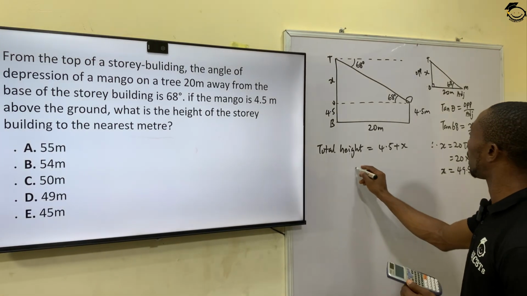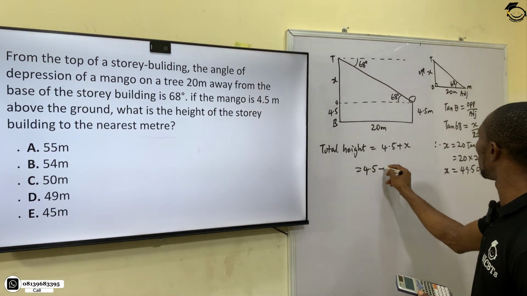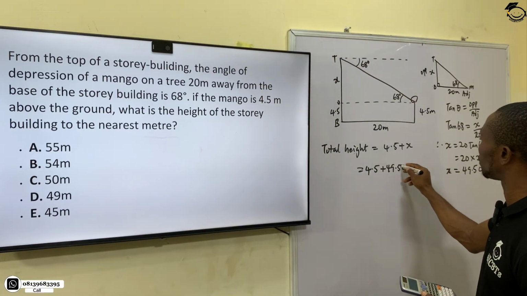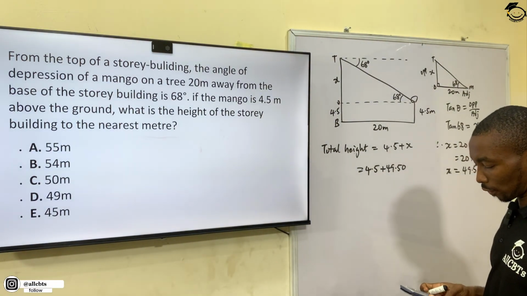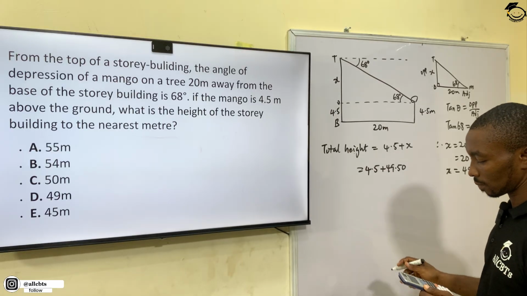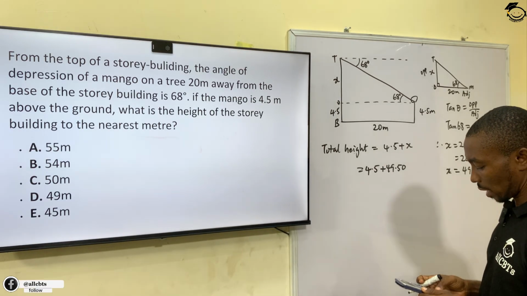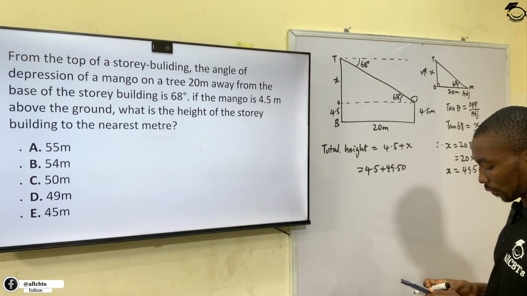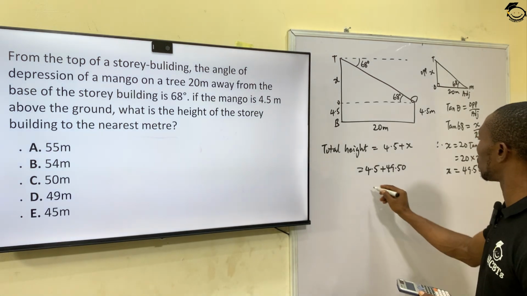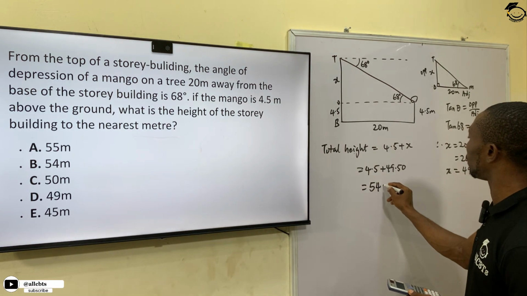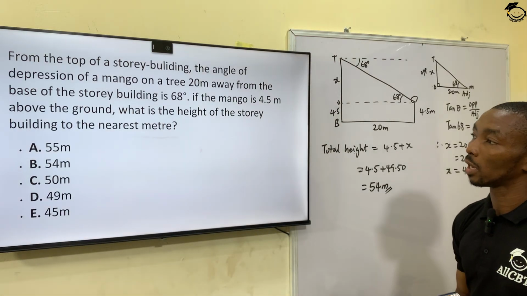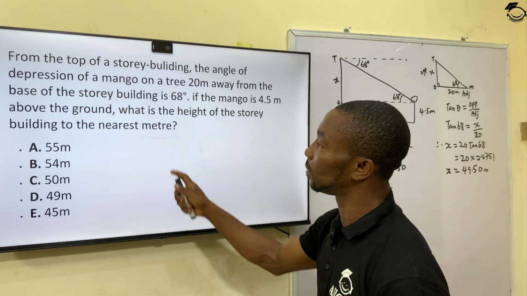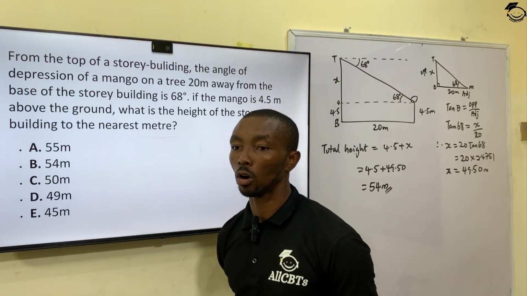So now to our total height here, we have it as 4.5 plus 49.50. 49.5 plus 4.5 gives us our total height of the building, which becomes 54 meters. So the height of the building to the nearest meter will be 54 meters.